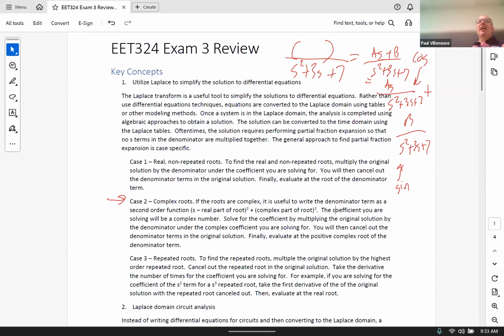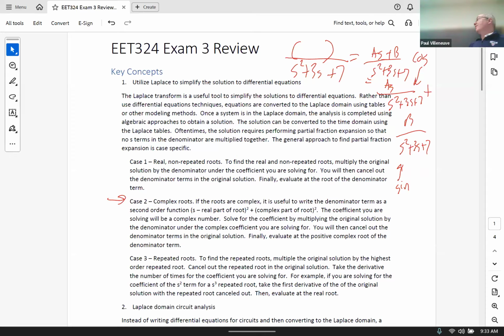Multiply by whatever the highest order root is, take the derivative, and then evaluate at the root. And then you should be able to solve for that coefficient you're trying to get. All right, so it's super important to do. We need a lot of practice. That's why we keep continuing to discuss it.